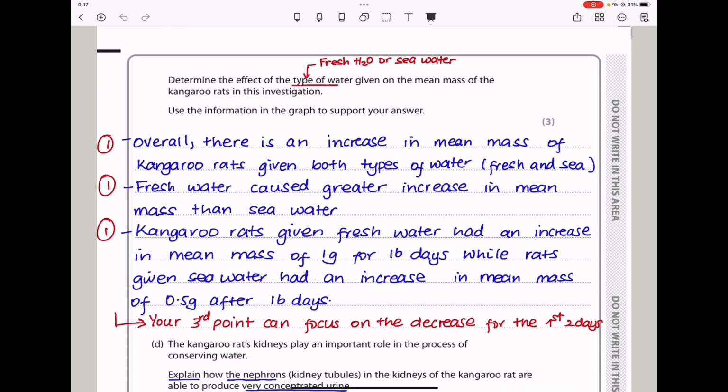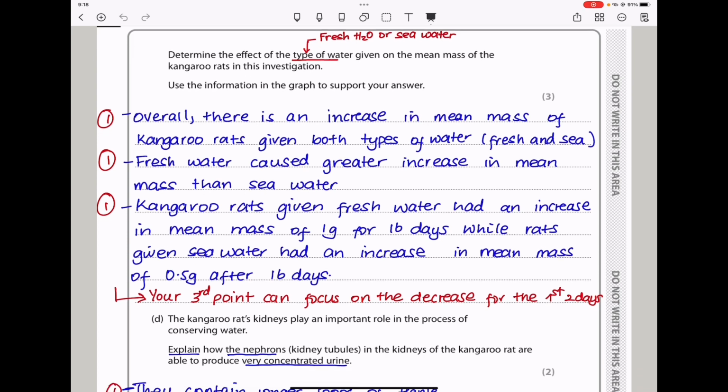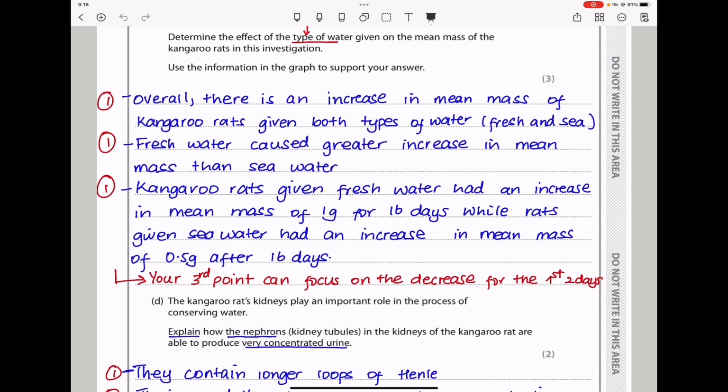Fresh water caused greater increase in mean mass than seawater, and kangaroo rats given fresh water had an increase in mean mass of 1 gram for 16 days, while rats given seawater had an increase in mean mass of 0.5 grams after 16 days. Usually, you talk about the general trend, the tiny trends, and then give some data from the graph, which could be percentages, or a change in mass like you can see here. At least there should be quantifiable data from the graph that you can write down in order to earn the third point.